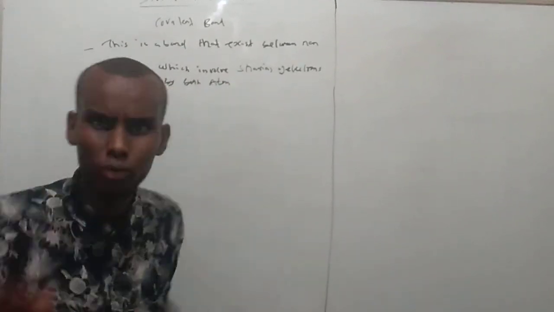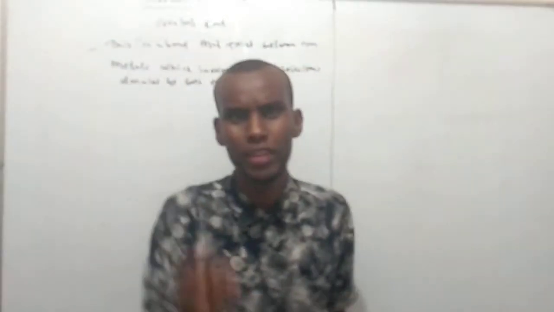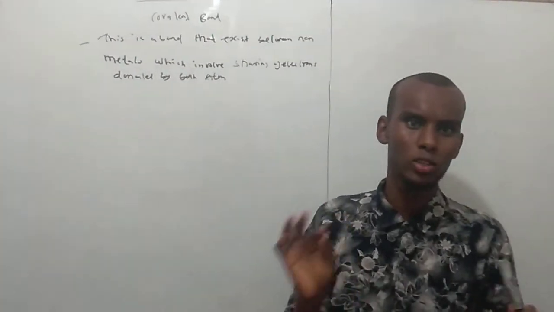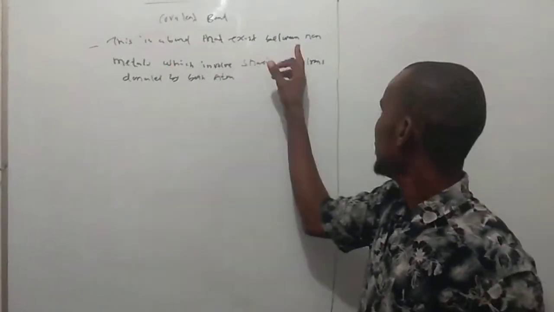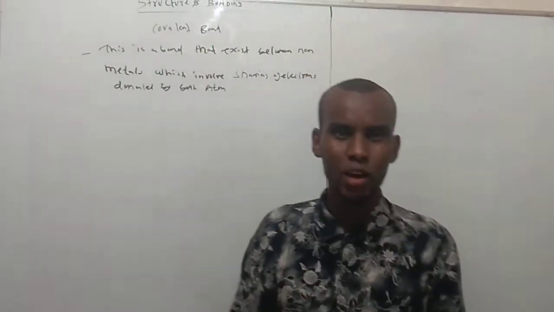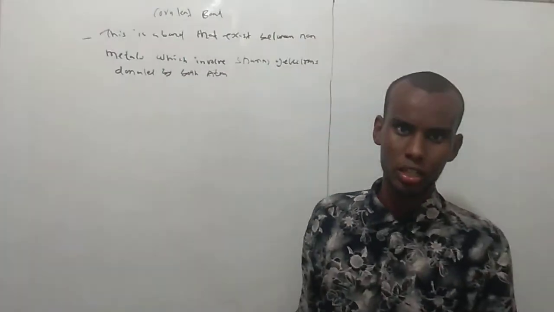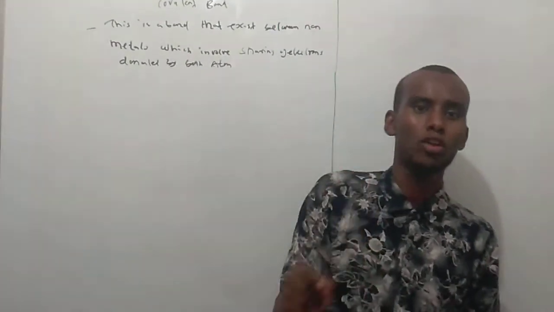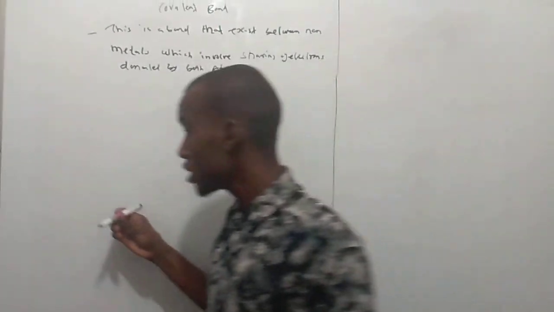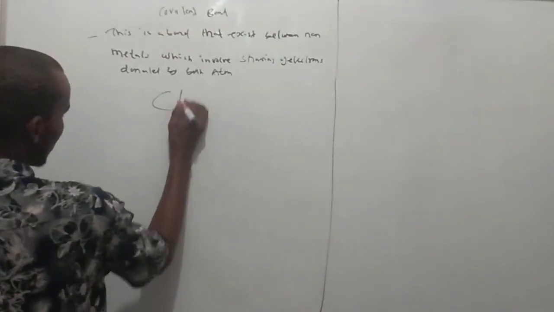Now covalent bond exists between the nonmetals, pure nonmetals. There is no metal here. Nonmetals, and involves sharing of electrons. There is no transfer of electrons here. They share electrons, which are donated by both the atoms. Let's take the example of chlorine molecule.